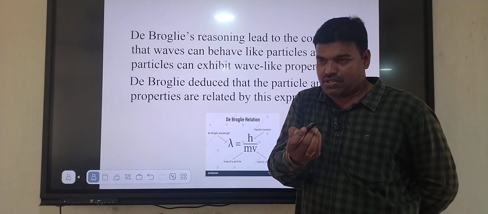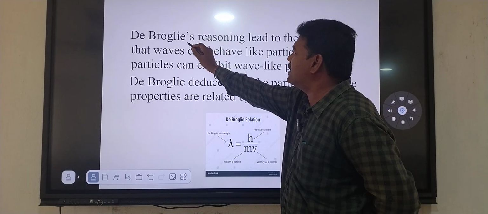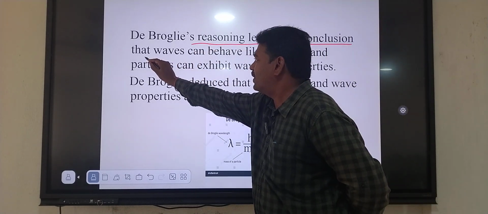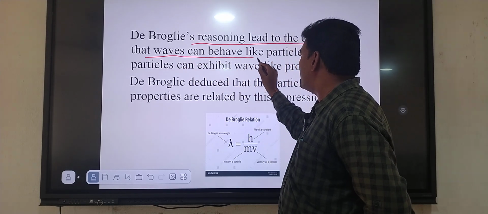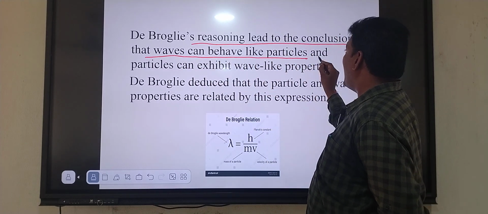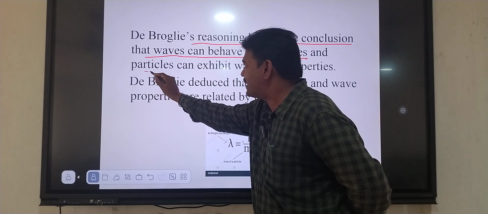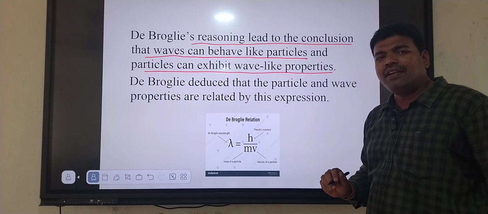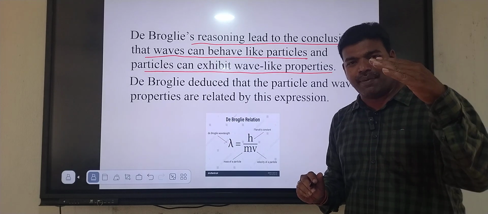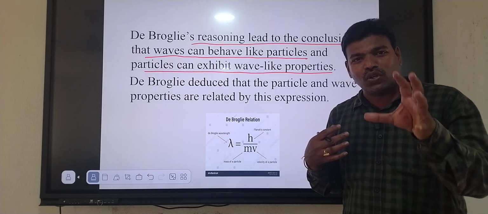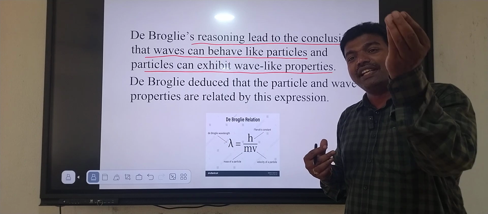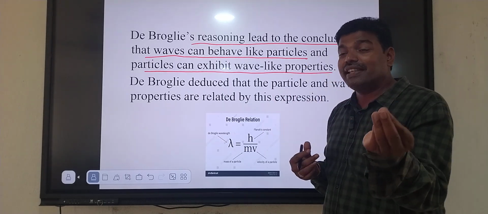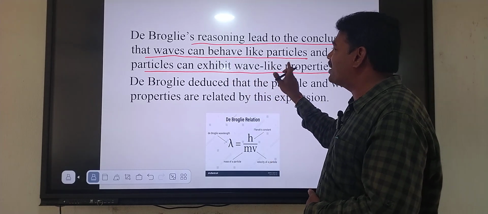I wish to insist on this point. De Broglie's reasoning led to the conclusion that waves can behave like particles and particles can exhibit wave-like properties. Before de Broglie's hypothesis, we know that the electron is a particle, but after de Broglie's hypothesis, the electron is a particle that can exhibit wave-like properties.